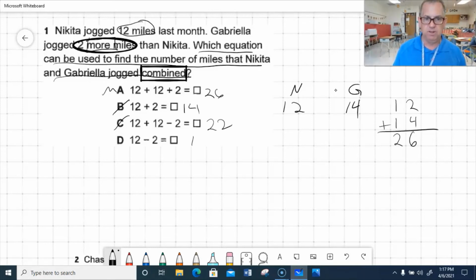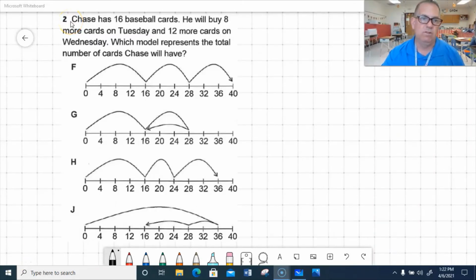Yep, 12 minus 2 would be 10. That one does not match either. So the equation that we would use is 12 plus 12 plus 2 to figure out how many miles they jog combined. Answer choice A. Okay, let's look at this next guided practice problem.